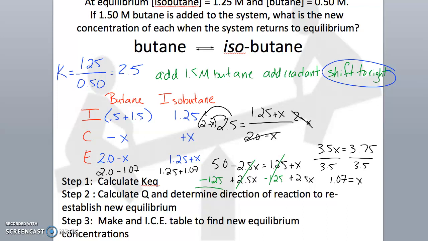This problem has equilibrium concentrations, so we can calculate the equilibrium constant, 2.5. Realize that adding more butane will cause a shift that results in new equilibrium concentrations, but the equilibrium constant will be the same. Step 2 says calculate a reaction quotient to realize the direction of the shift, and this isn't always necessary. Like in this case, we know that the reaction will have to shift to the right to reduce the amount of butane. Where this is important is on our ICE table in the change row.